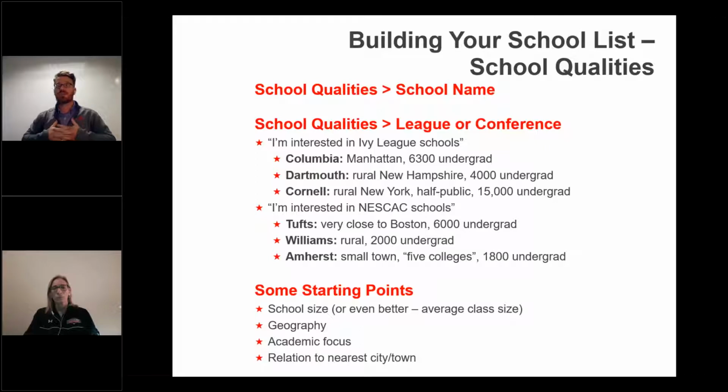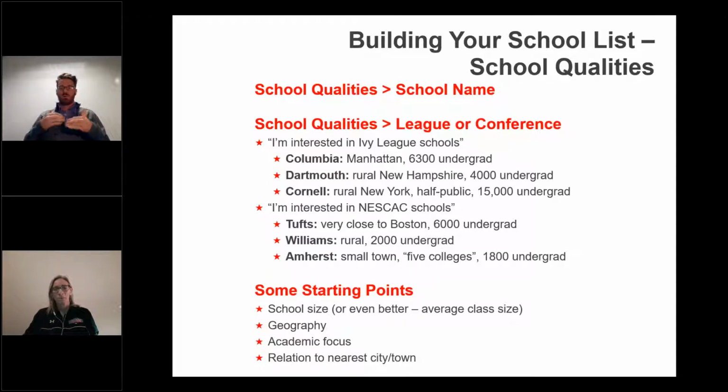So when I hear a student athlete say, I'm interested in Ivy League schools, what they're saying is, I'm interested in Columbia, which is in the heart of one of the biggest cities in the world and has 6,300 undergrad students. And I'm also interested in Dartmouth, a school of 4,000 that's in rural New Hampshire, very different from New York City. And I'm also interested in Cornell, which is in the same state as Columbia, has very little else in common, has a couple other peer schools close to it, but very much is a rural college town, 15,000 undergrad. It's a half public institution.